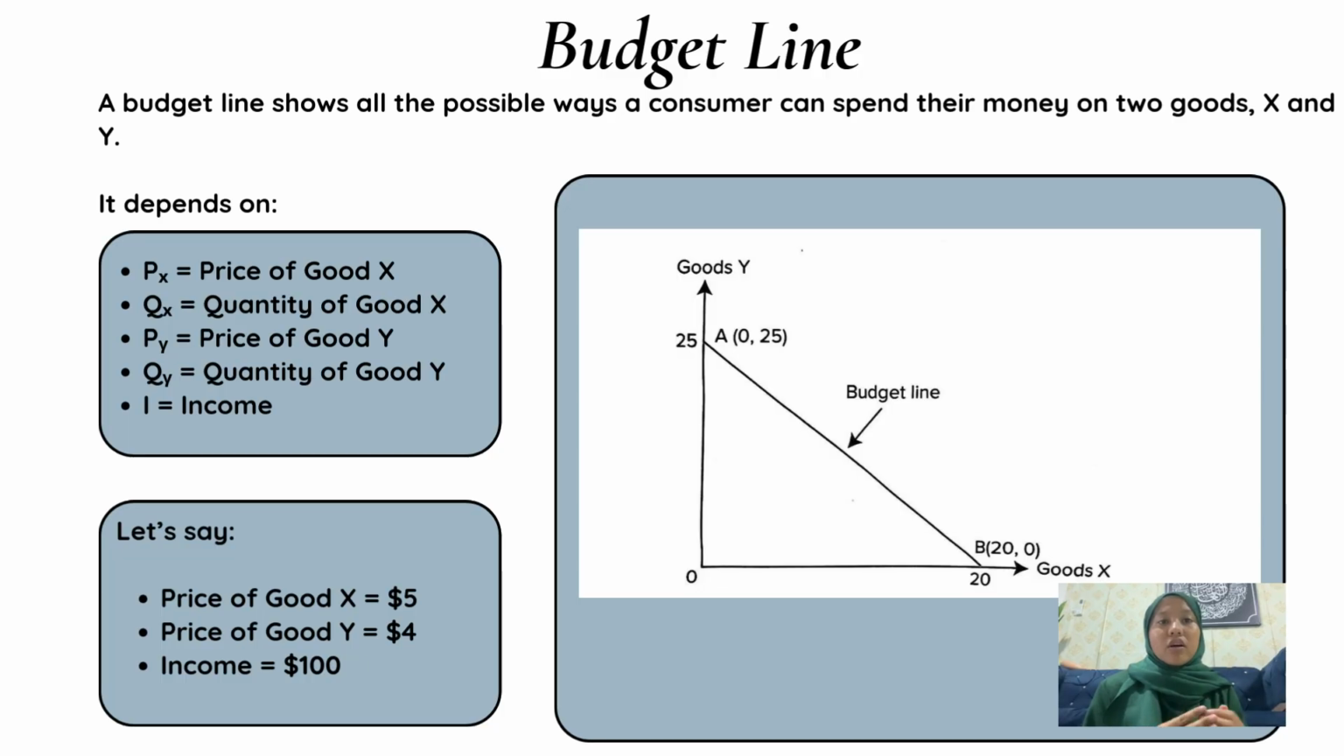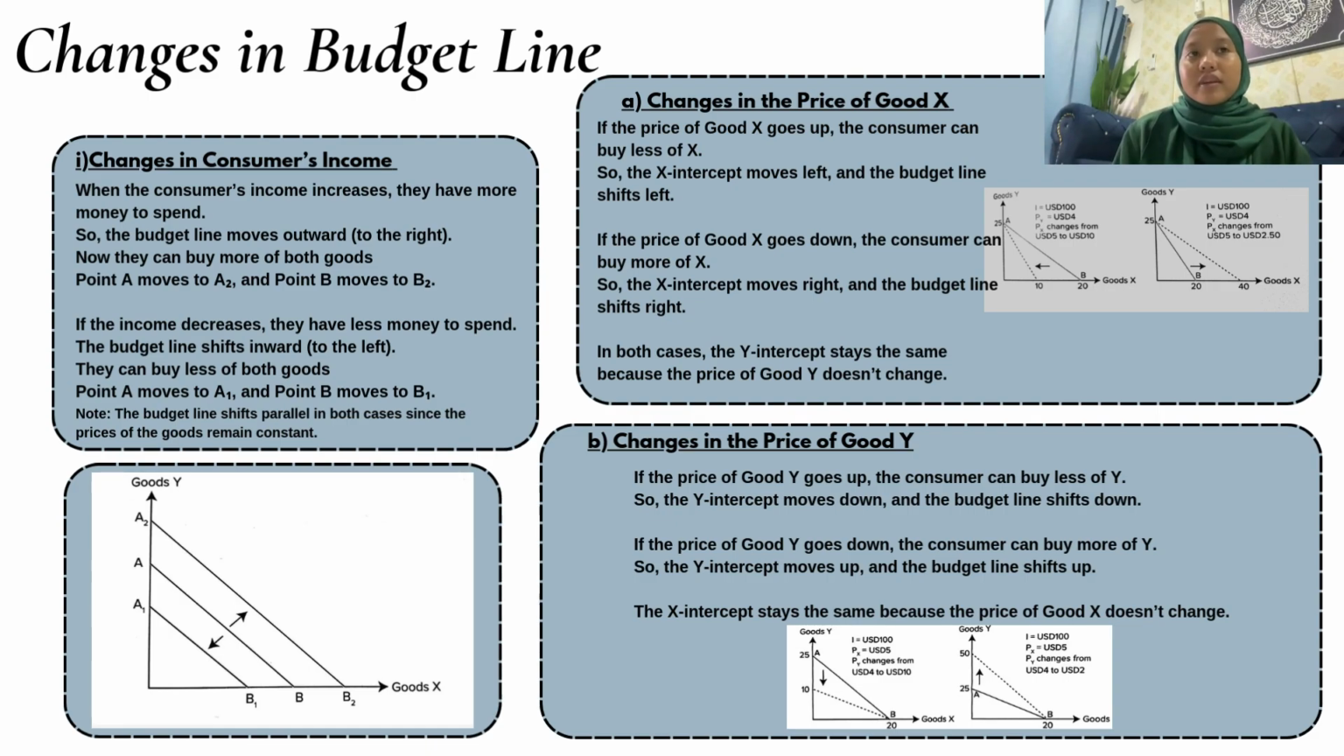Point A on the budget line: 0 units of X, 25 of Y. If they spend all the money on good X, they can buy 20 units of X. Point B on the budget line: 20 units of X, 0 units of Y. If we draw a straight line between point A and point B, we get the budget line. It shows all the possible ways the consumer can spend 100 on good X and good Y. So the rule is price of X multiplied by quantity of X plus price of Y multiplied by quantity of Y equals total income.